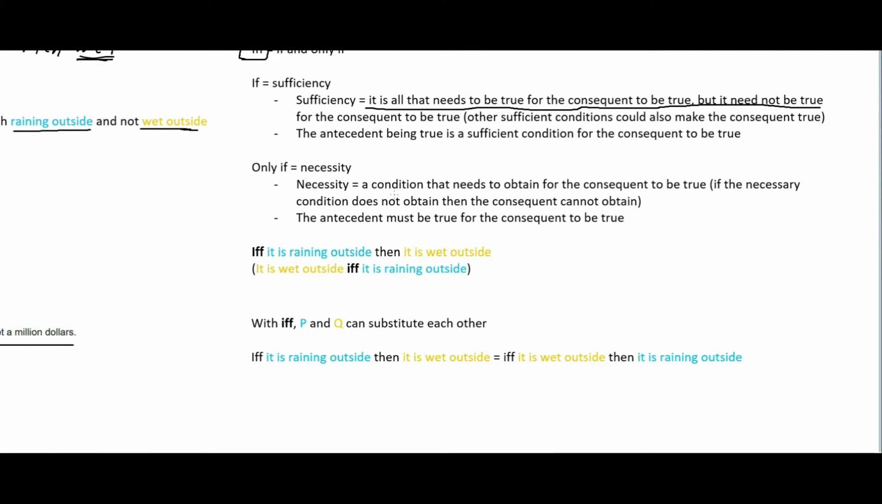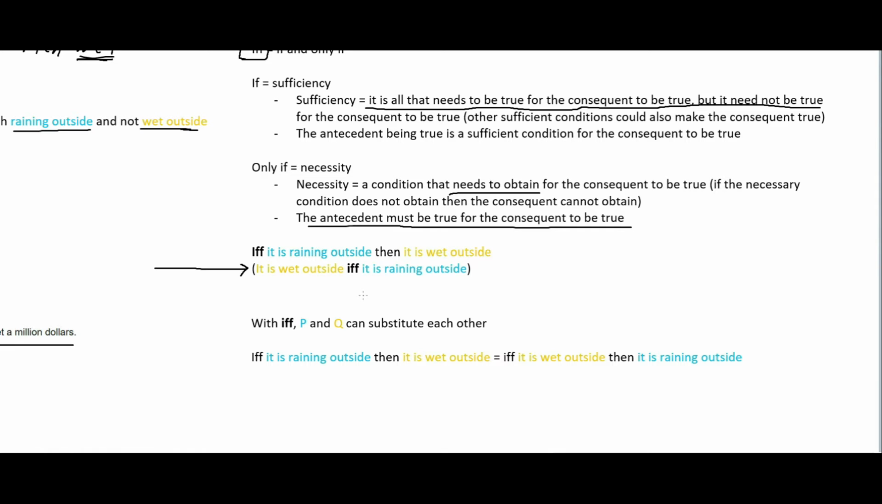So necessity equals a condition that needs to obtain or needs to be true for the consequent to be true. If the necessary condition does not obtain, then the consequent cannot obtain. So the antecedent must be true for the consequent to be true. And so I put here, if and only if it is raining outside, then it is wet outside. Usually these kinds of conditionals are written sort of reversed like this: it's wet outside if and only if it is raining outside. So you'll see it swapped around that way.